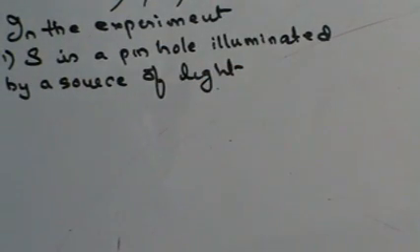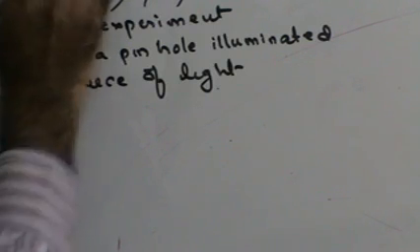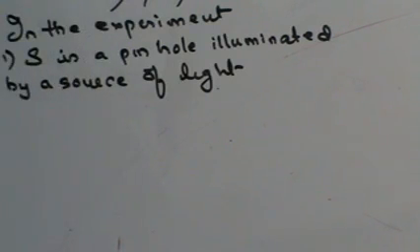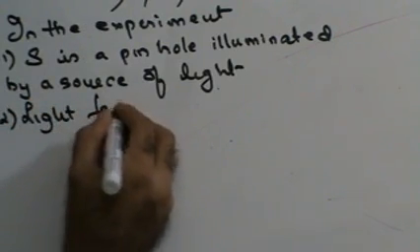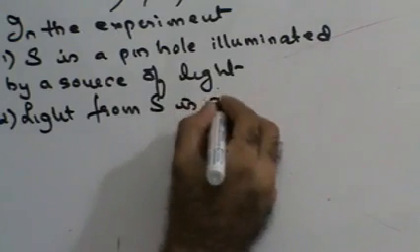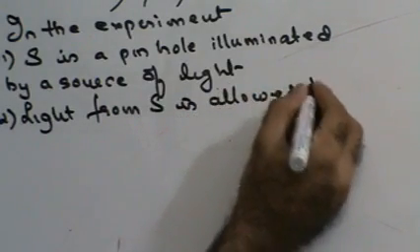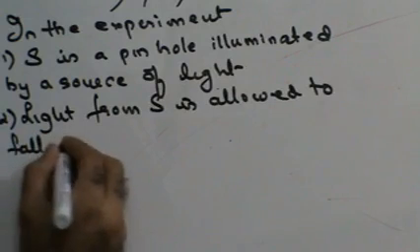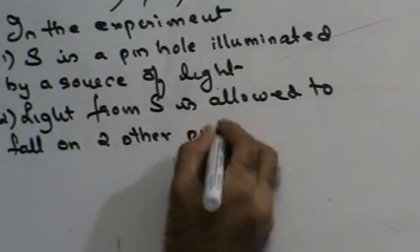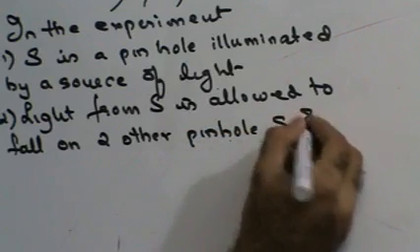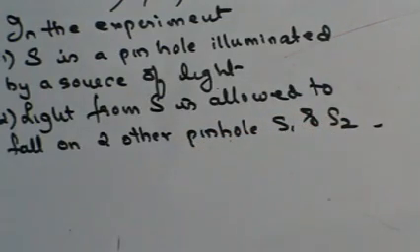S is a pinhole that is illuminated by a source of light. Light emerging from S is allowed to fall on two more pinholes, S1 and S2. Fine, do we get this thing here?